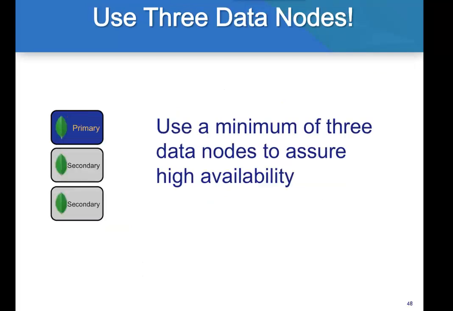My strong recommendation is that if you're going to have high availability data nodes, so if you've got a replica set, you need to have 3 data nodes at a minimum, so that you can do this kind of rolling, no downtime maintenance without being at risk of losing your data.